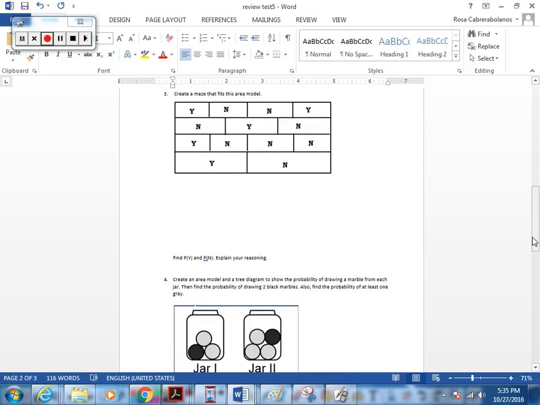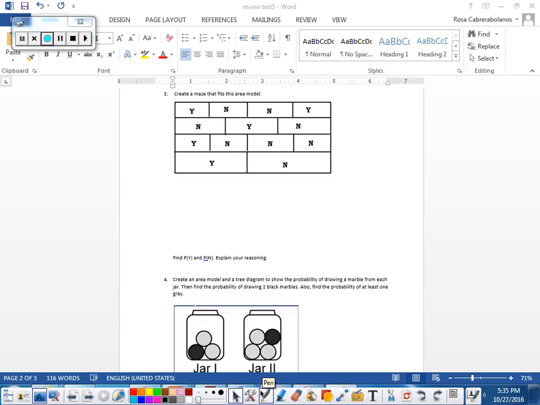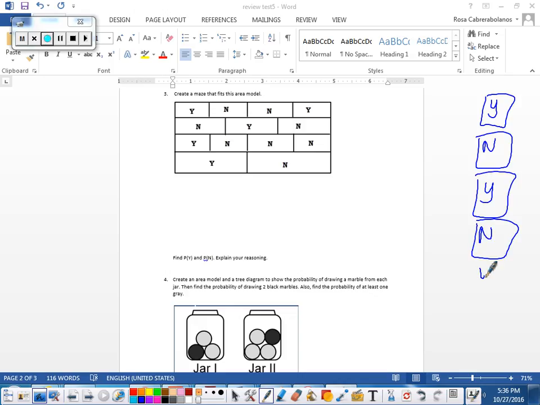Number 3 says create a maze that fits the area model. So this one, I'm just gonna start writing yes, no, yes, no, yes. These are all the possible exits I can have. I could do more because it doesn't tell me you can only have 5, you can only have 1. So all of these are exits.